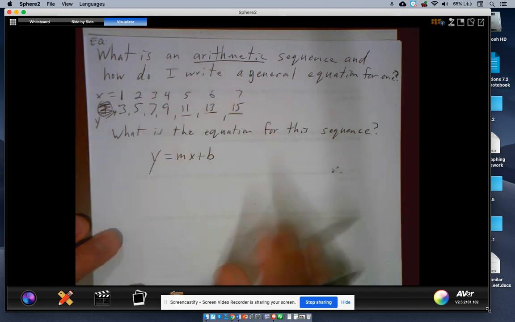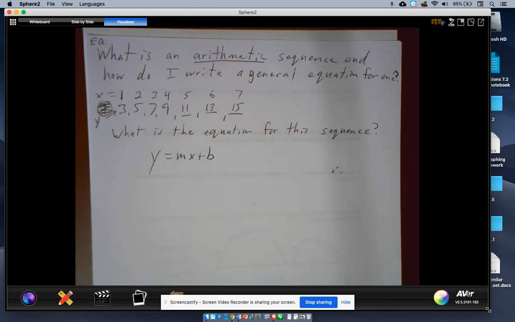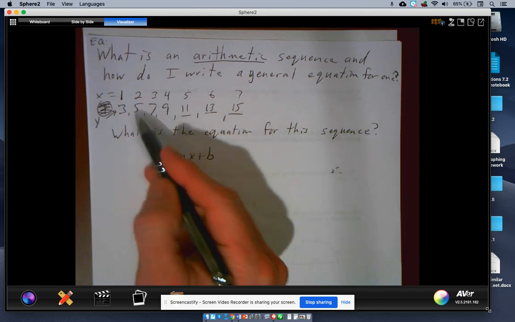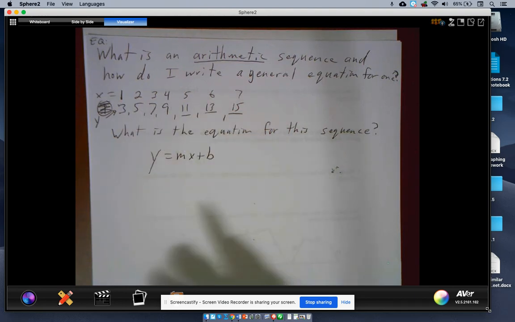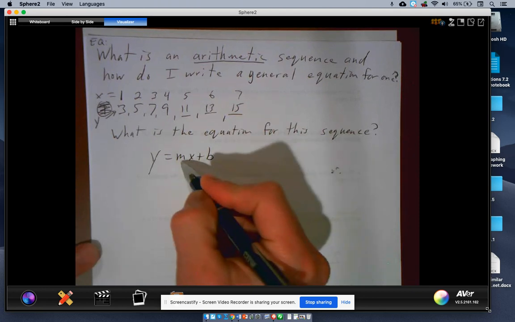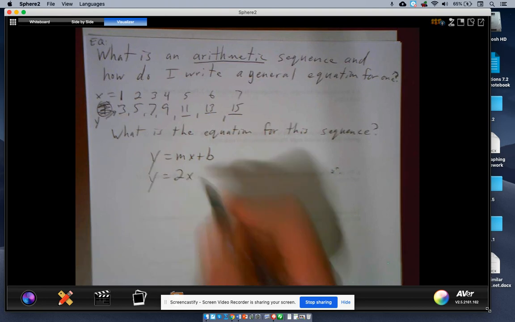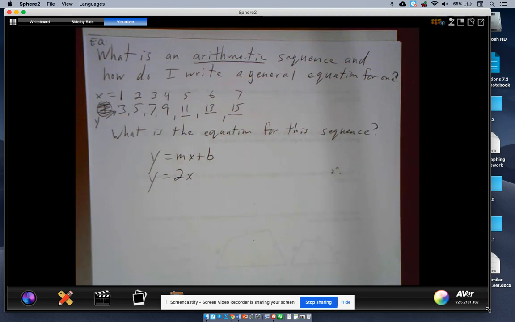Write it in there. The first thing to think about is how much each one of these numbers is changing. That's the change, and the rate of change is the slope, how much it's going up or down by. So all you do is write 2x. The 2 goes in there: y equals 2x plus b. Now we have to find b.